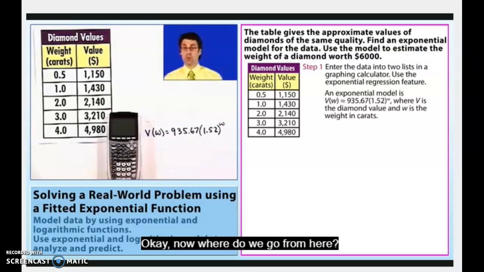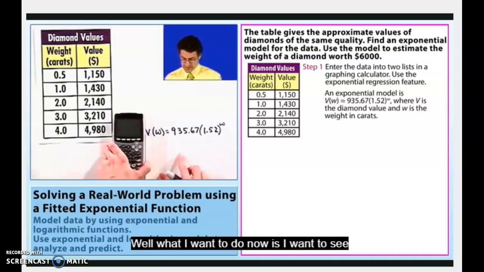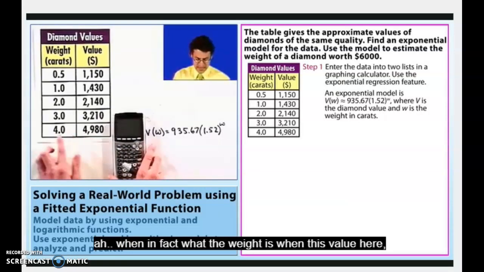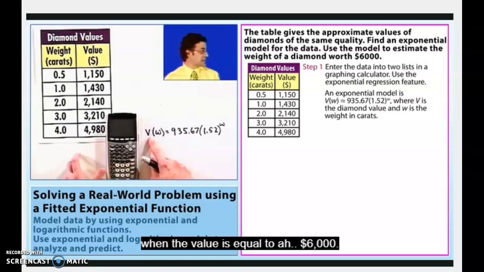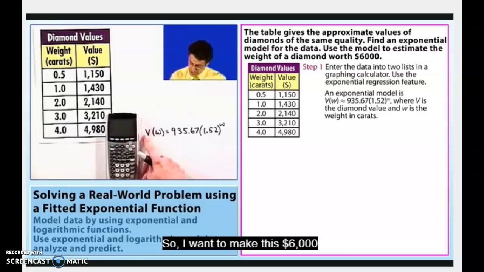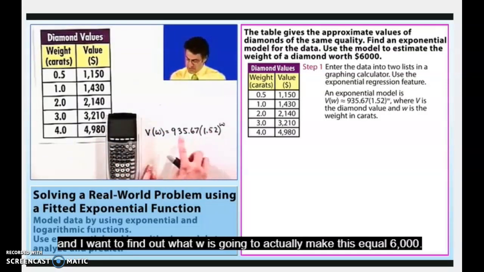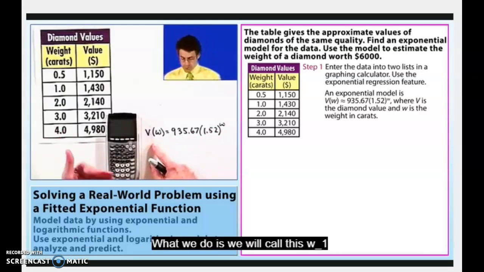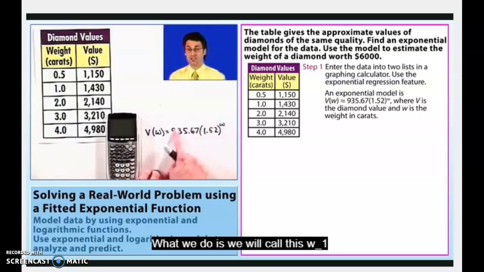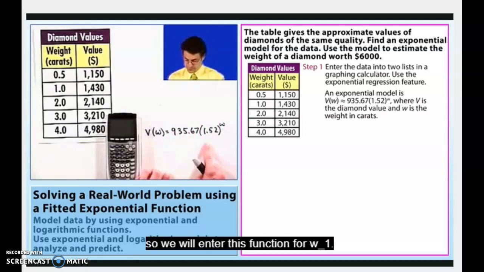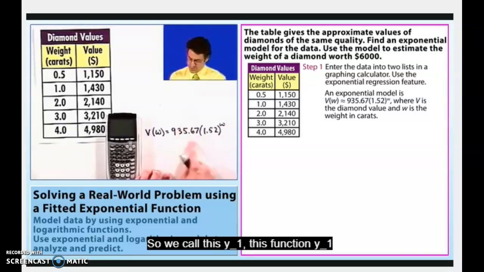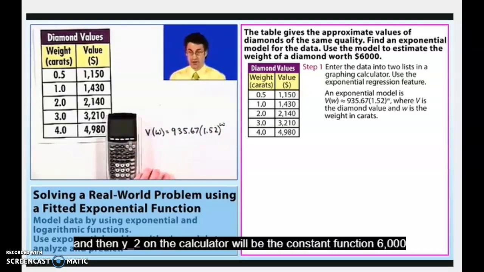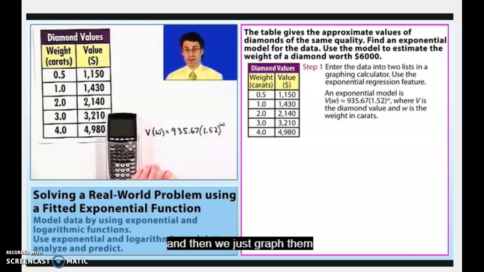Okay, now, where do we go from here? What I want to do now is see what the weight is when the value is equal to $6,000. So I want to make this $6,000, and find out what W will make this equal 6,000. We've seen this before. We'll enter this function as Y1, and then Y2 on the calculator will be the constant function 6,000. Then we just graph them and look for the intersection.